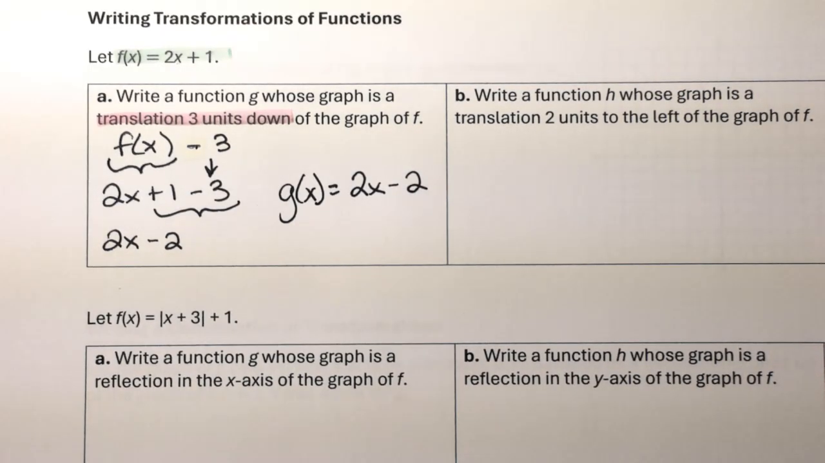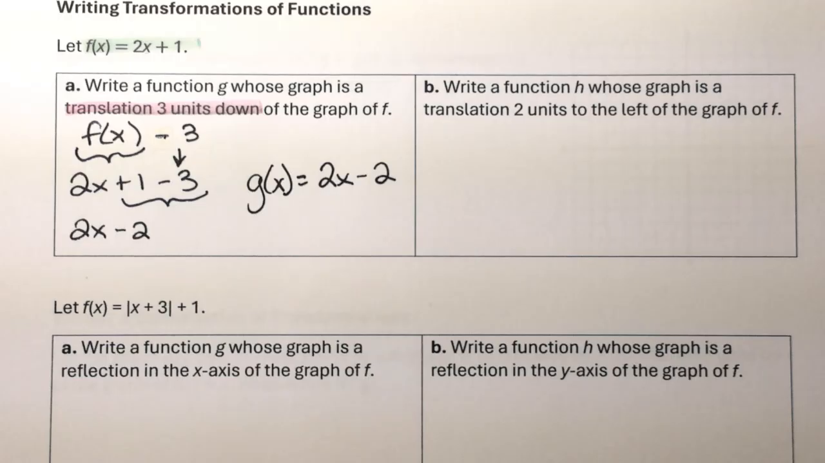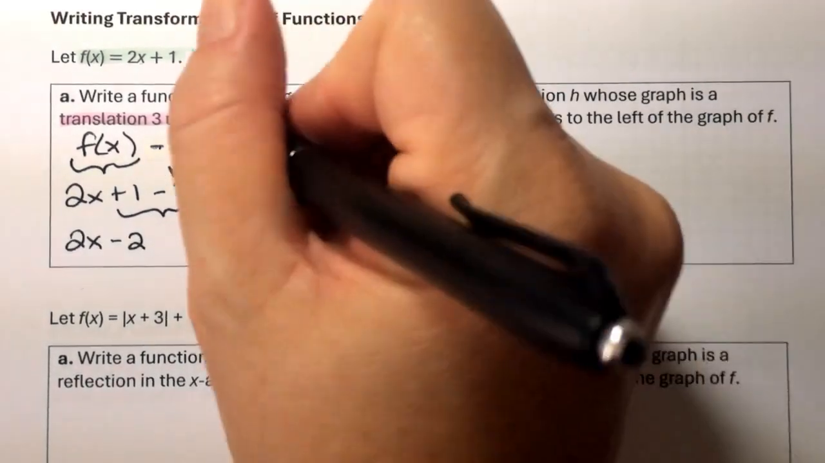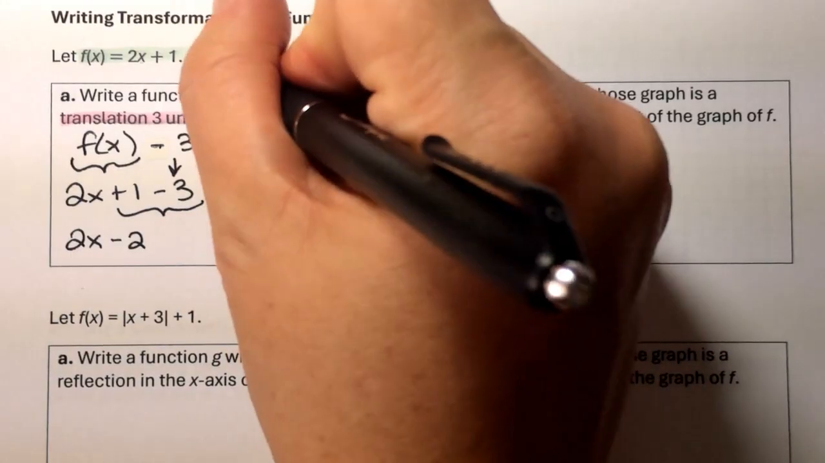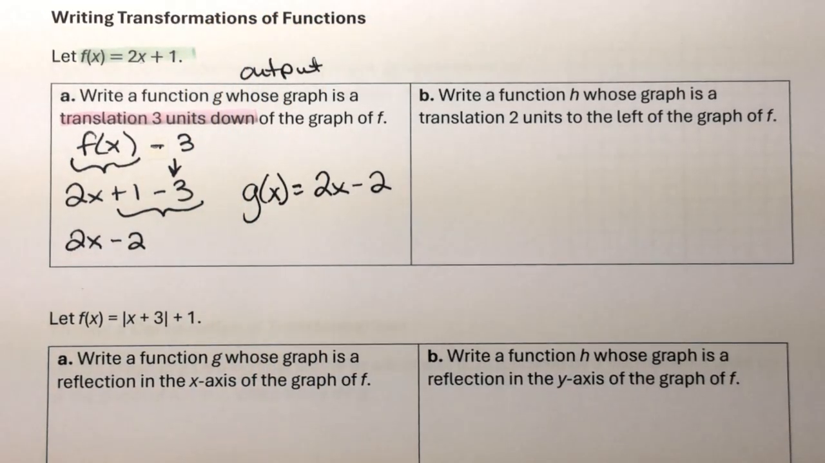All right, if it translated up, you would have added. Okay, if it goes to the left or right, we're going to look at that now. All right, so remember, because this was going down, this dealt with the output. All right, so the whole function.